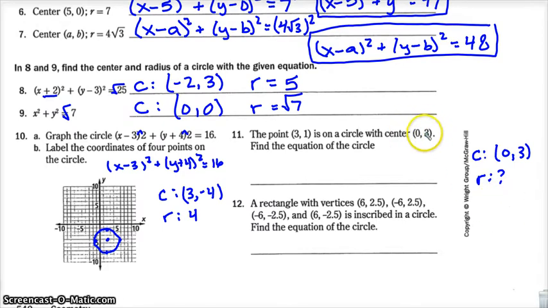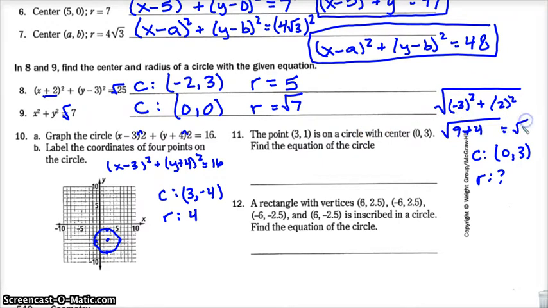Remember, the distance from the center to the edge of the circle is the radius. If only I knew a way to find the distance between 2 points. That's right, we do. The distance formula. Let's use it. So, I need to find the distance between the center and the point. So, I'll do 0 minus 3, which is negative 3 squared, plus 3 minus 1, which is 2 squared. So I get 9 plus 4, which is equal to the square root of 13. So my radius now is the square root of 13.